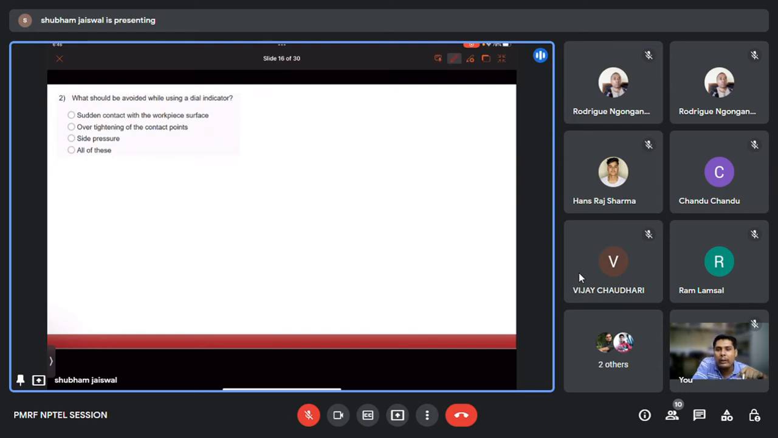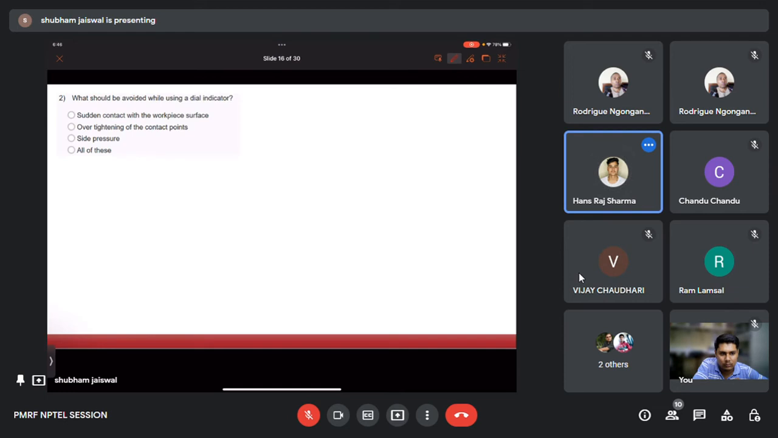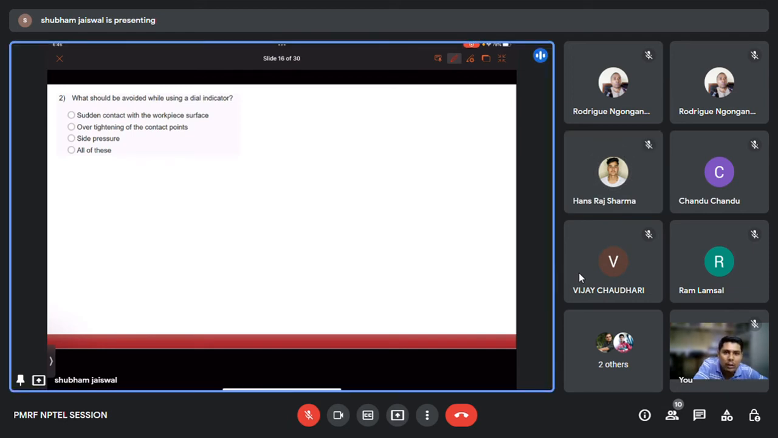What should be avoided while using a dial indicator? Sudden contact with the workpiece surface, over tightening of the contact points, side pressure, all of these. All of these, sir. And why is it? Can you explain all three points? Why should we avoid all these three points?